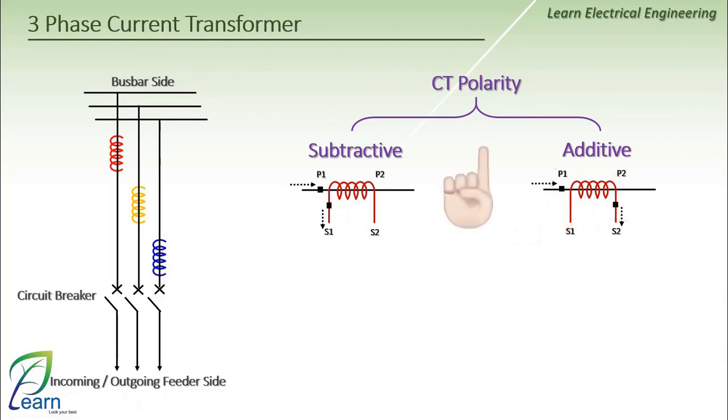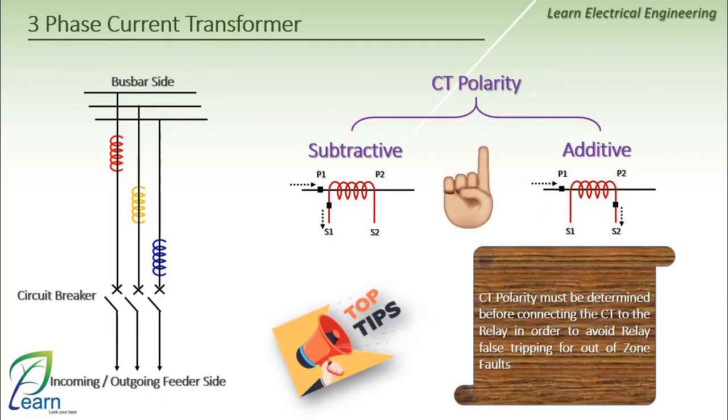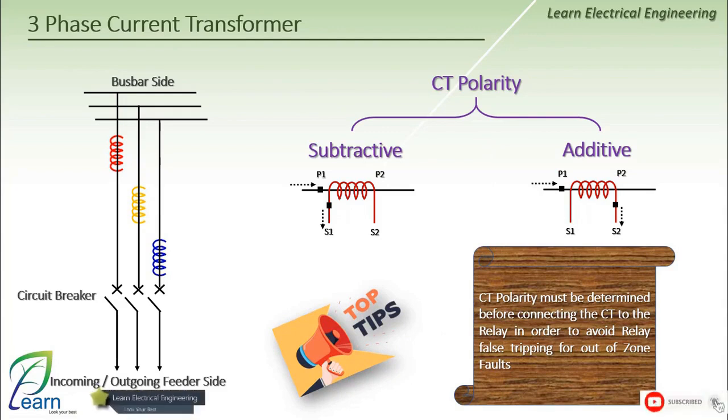The first rule states that the CT polarity must be determined before connecting the CT to the relay in order to avoid relay false tripping for out-of-zone faults. This means we must know the current transformer's polarity, whether it is subtractive or additive, before connecting the current transformer to the protection stages. If connected incorrectly, it might cause the protection stages to send a breaker trip signal in the event of faults outside its protection zone.